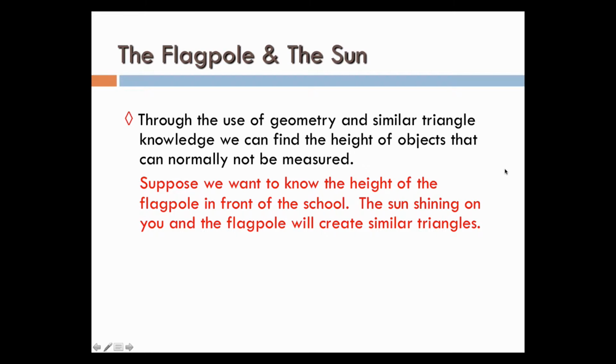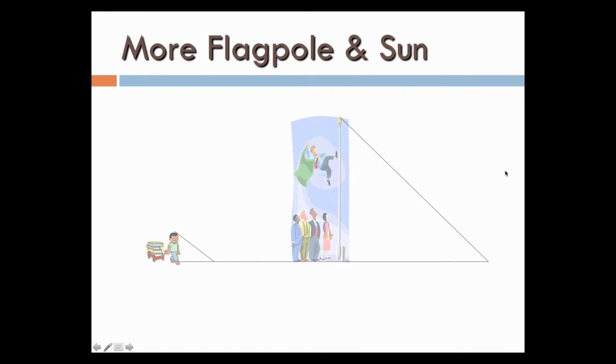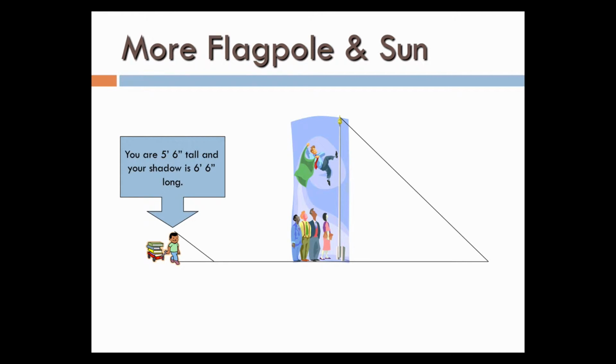We're going to start with a problem here. So here's you hauling around a wagon of math books. And here's a flagpole. Just ignore the people running up the flagpole. The only decent flagpole I could find. Okay. You are 5'6", and your shadow is 6'6".